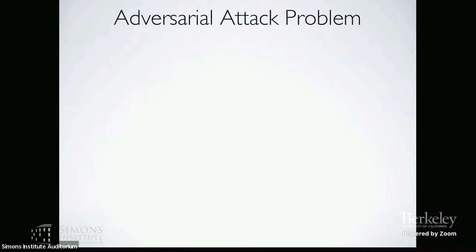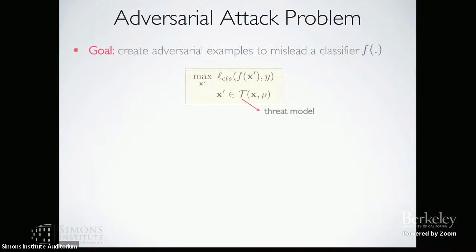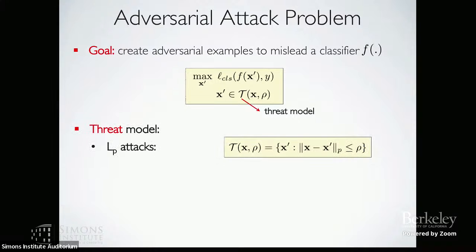Adversarial robustness problem. In the adversarial attack problem, the goal is to create an adversarial example X prime by maximizing a classification loss to mislead the model F. And this X prime should belong to a certain set. We call that set a threat model. Probably the most standard threat models are LP threat models, where the LP distance between X and X prime is bounded within a certain threshold rho.